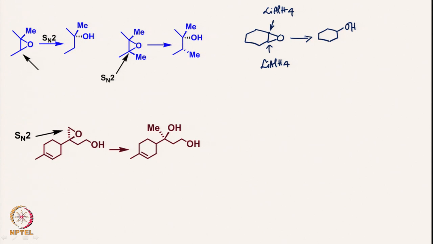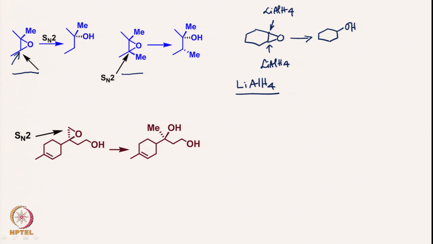On the other hand, when we have an unsymmetrical epoxide like this, where there is one tertiary center and then a quaternary center, then obviously the reduction takes place at the less hindered carbon atom, because lithium aluminum hydride based reductions occur in an SN2 fashion. So if an SN2 reaction is taking place, it has to be at the sterically less hindered carbon. But at the same time, if there is a molecule where both the carbons are similar and equally sterically hindered, then obviously the reaction will occur.